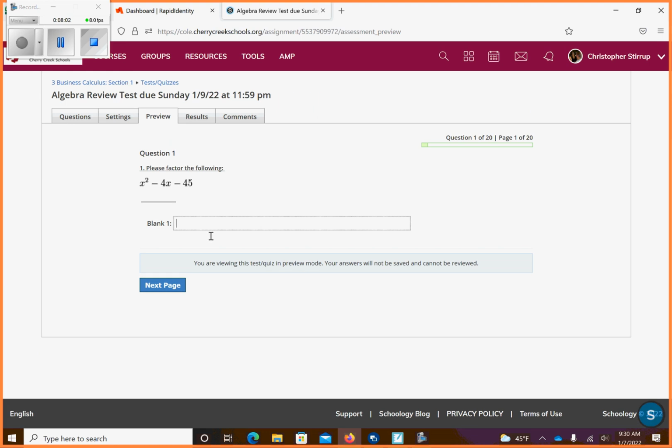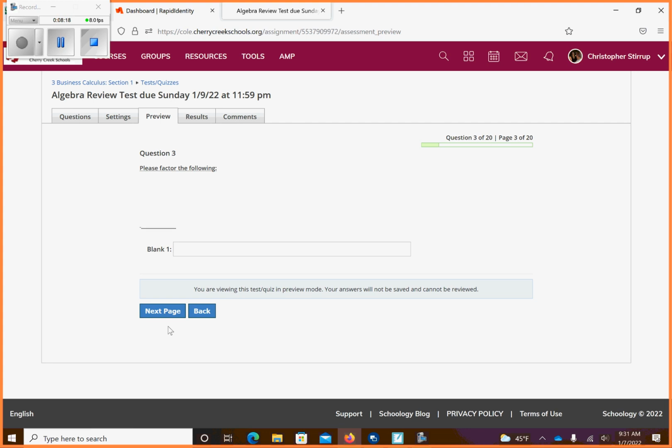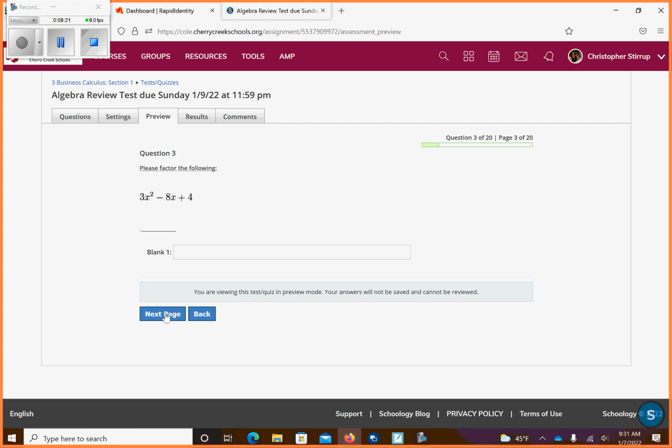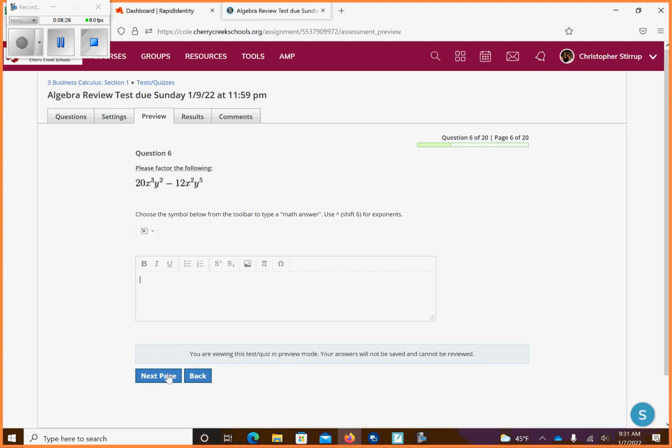Notice on some of them you have a blank, so you'd have to try and figure out how to factor it. But I want to show you a couple ways on the factoring. If you get stuck, if you're not good at factoring, I want to show you how it's going to work out a little bit better each time. So again, you're typing in sets of parentheses, like x plus 2 and x plus 7 or something like that. These are all factoring types. This one you actually are typing in.